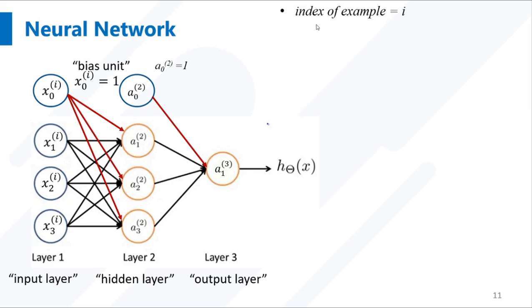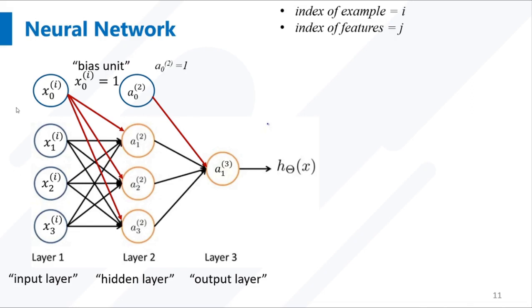This symbol we have already used in lectures 2 and 3. The number of examples is m, but the index is i. For example, in this case, you see i is the index of example. It means x0, x1, x2, these features are for the ith example. Then the index of feature is j, with values 0, 1, 2, 3.